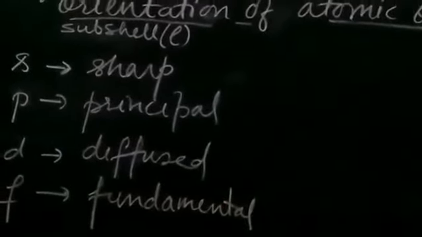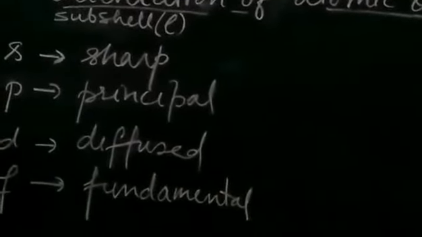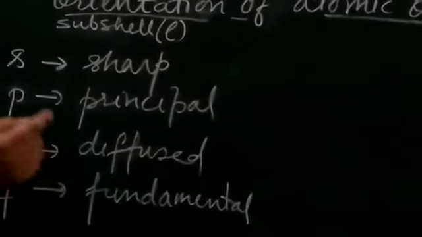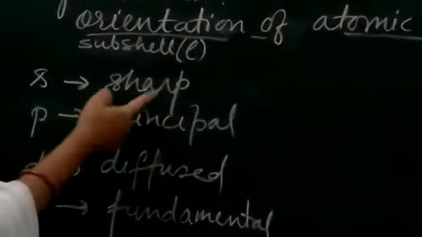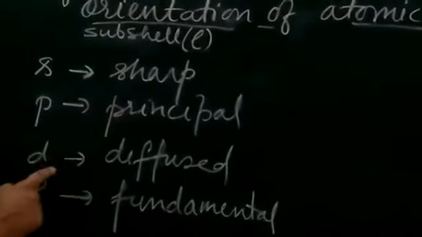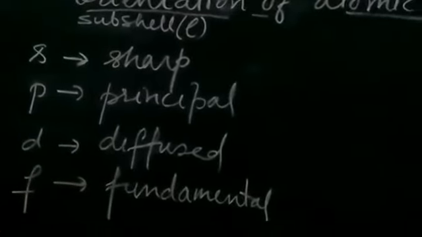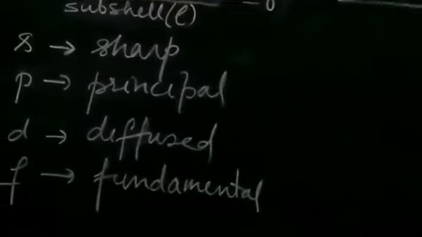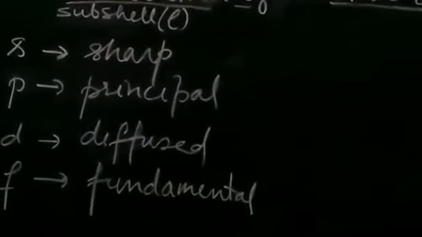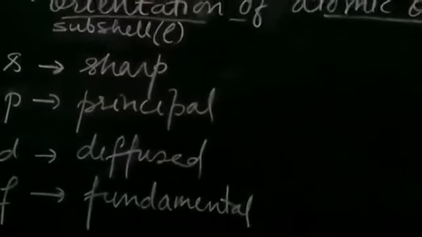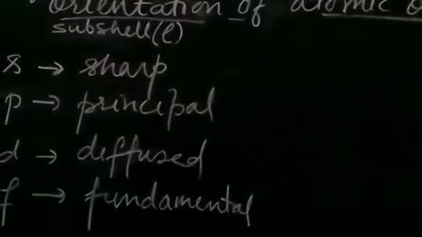Right, students? These S, P, D and F, which we use for the subshell and also for the orbital, indicate this. S is sharp, P is principal, D is diffuse and F is fundamental. So students, we have done the magnetic quantum number. Now the fourth quantum number, which is associated with the electron, is the spin quantum number.